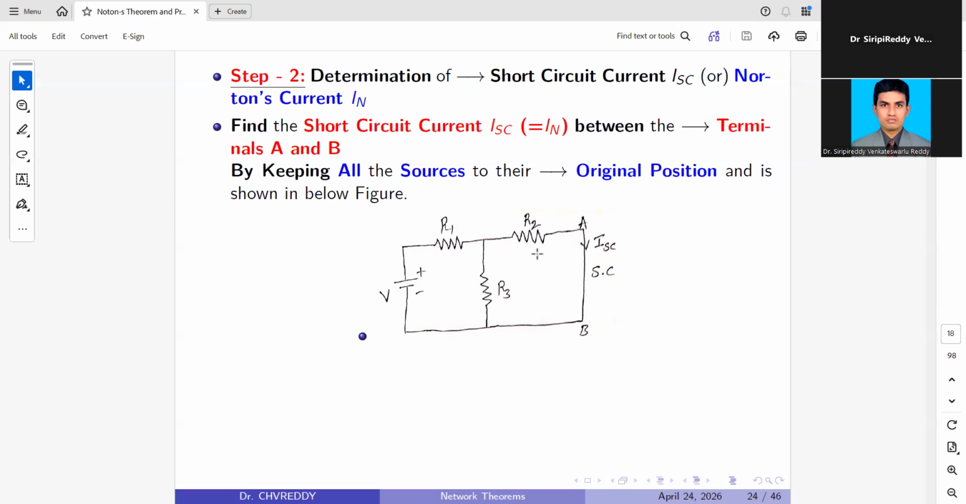So if you observe here, the load resistance we are making a short circuit. Now we need to calculate how much current is passing. That is the short circuit current. We can call it Norton's current.